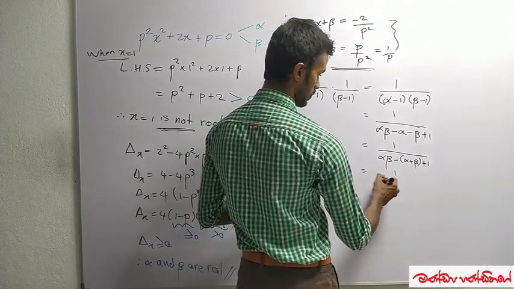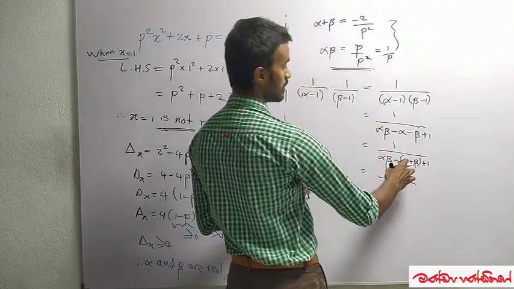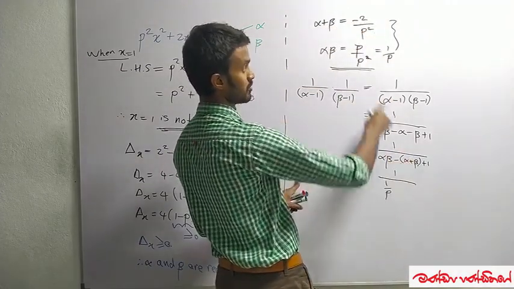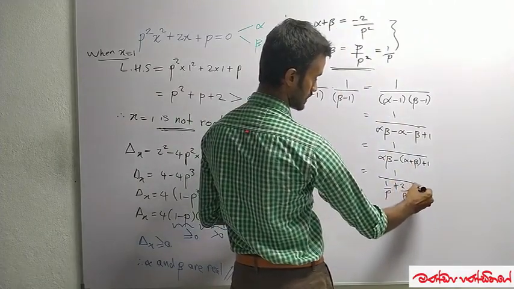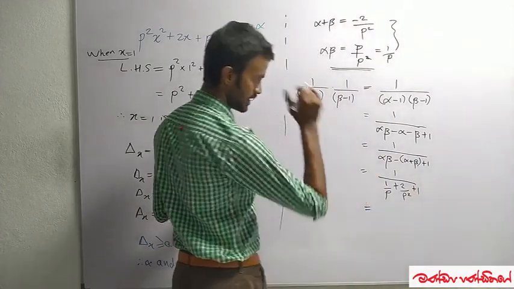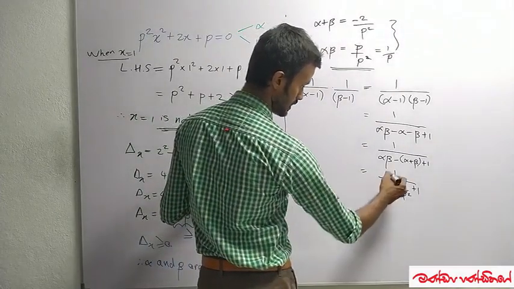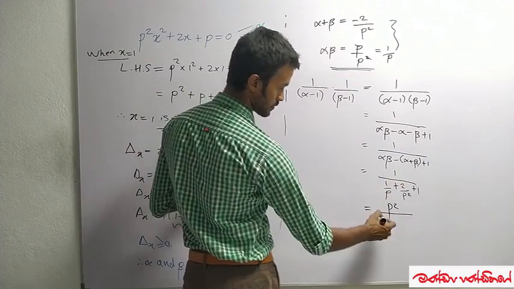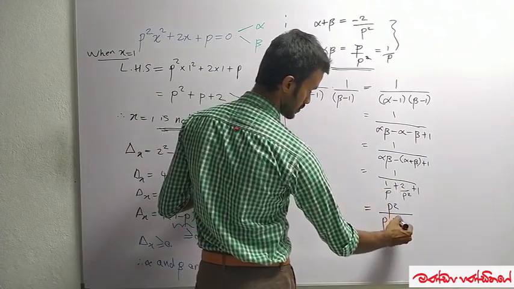And this is equal to 1 over alpha beta, which means 1 over p, and alpha plus beta is minus 2 over p squared, which means minus of alpha plus beta is plus 2 over p squared, plus 1. I'm multiplying the numerator and the denominator by p squared, which means I get here p squared, and when I multiply this by p squared I get p, and when I multiply this by p squared it is plus 2.